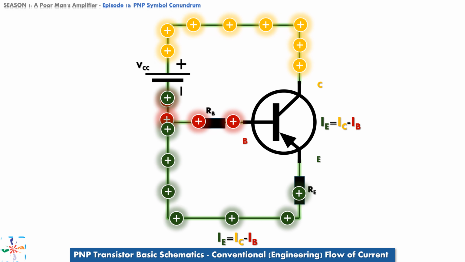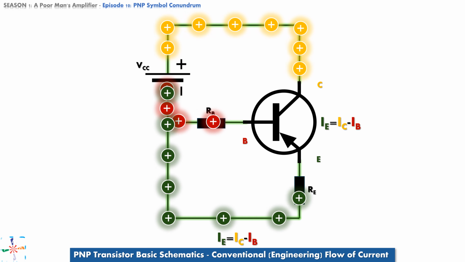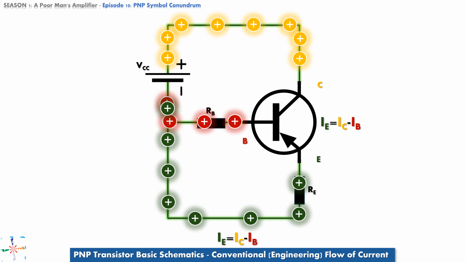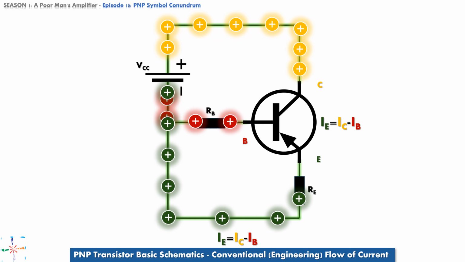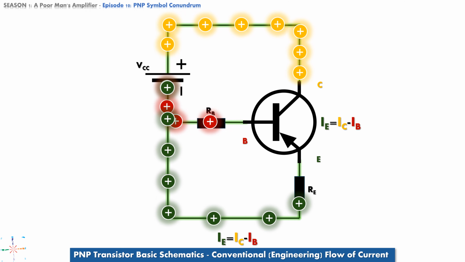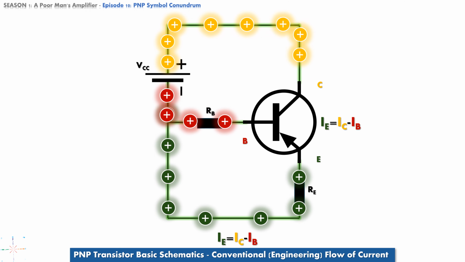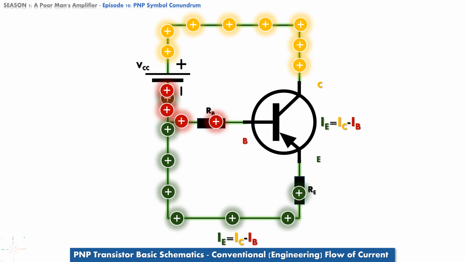So, in a PNP transistor, the remaining emitter current is what is left when you subtract base from collector current. Unlike the NPN transistor, for the PNP transistor, the direction of emitter current is the opposite direction than the one that the emitter arrow is pointing. For the PNP transistor, the emitter arrow points in the direction of base current.